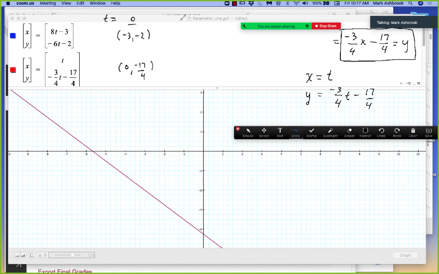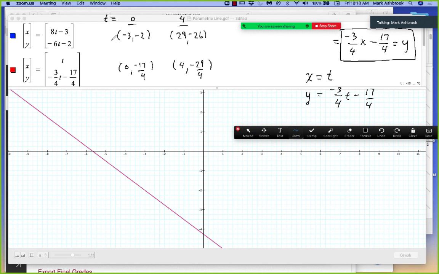And let's do t equals 4, make our life easy here. When t equals 4, what ordered pair do I get from the first one? 29, negative 26, check my math. What about here? 4, and then you have negative 3 times 4 minus 17 fourths, like negative 29 fourths. So that's negative 12... yeah, I think that's negative 29 fourths. All right, so values of t give different ordered pairs, so that's why they're different functions.